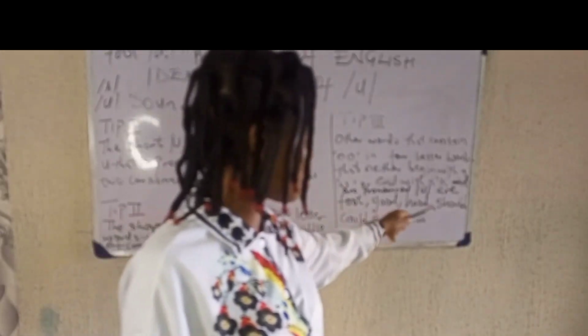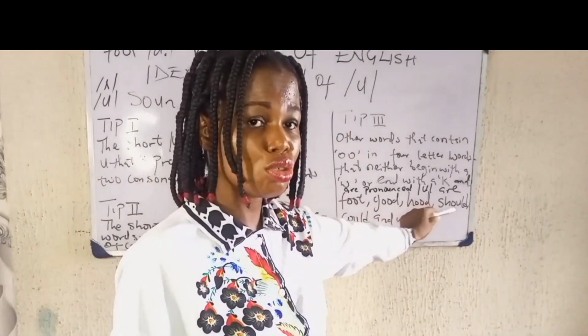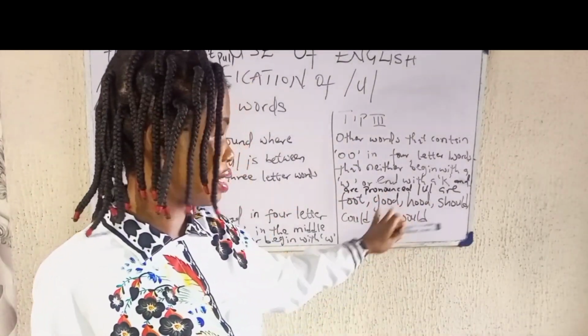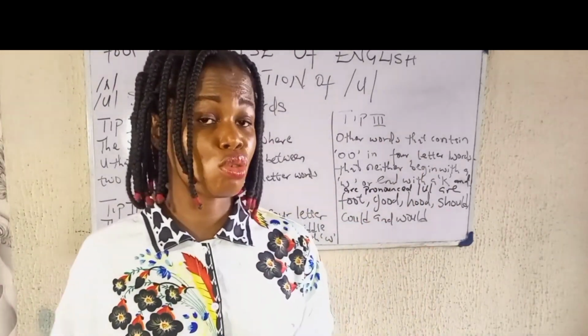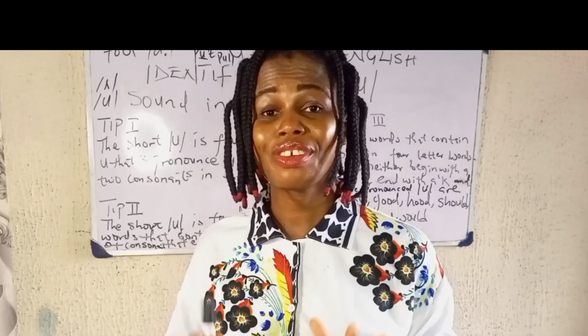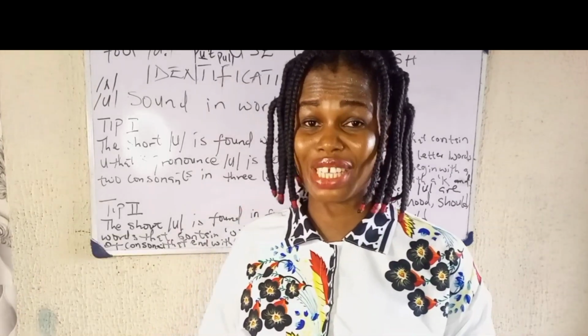It is also important for you to know that should, could, and would, these three past modal auxiliary verbs, have the short o sound in them. So that is how to identify the short o sound in words.